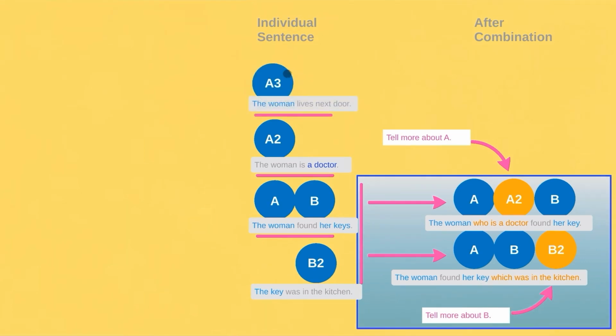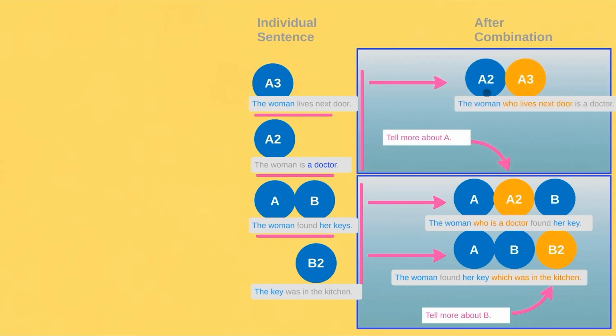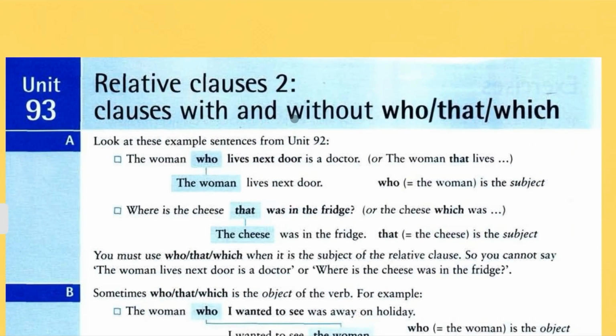Now I have another sentence, which is A3. A3 is also telling you more about the woman. What is it? The woman lives next door. If I combine A3 and A2 together, it will become the woman who lives next door is a doctor. Who lives next door, telling you more about A, the woman. And that's how this unit starts.